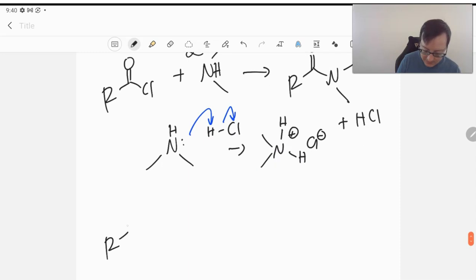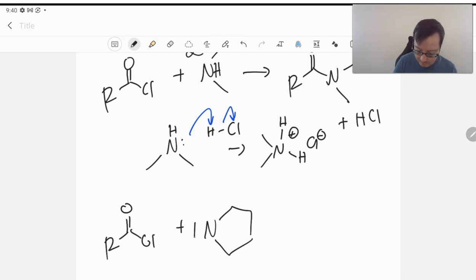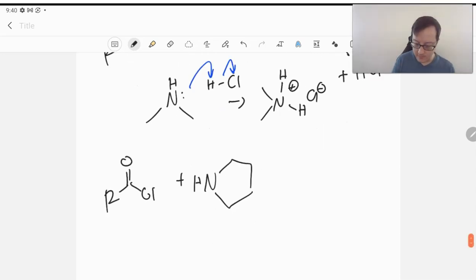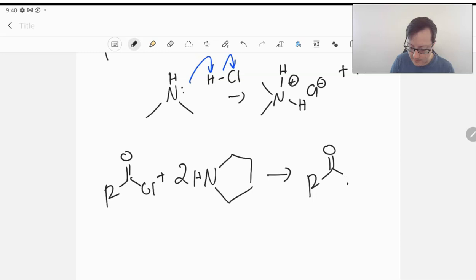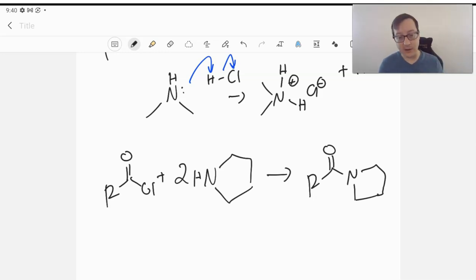So if you want to make an amide, whatever it may be, why don't we use this molecule here? You want to use two equivalents of it. And in doing so, you will end up getting your amide, and you'll make your protonated amide with the HCl, which I'm not going to draw. But that's your byproduct. So if you want your reaction to go to completion, you've got to use two equivalents. All right, so that's with amines.